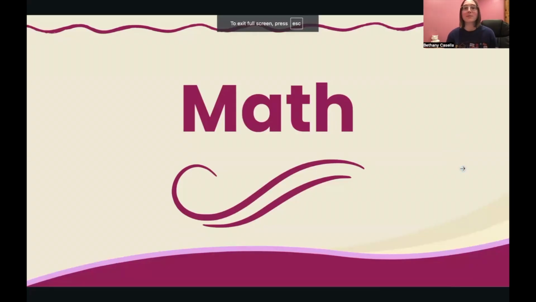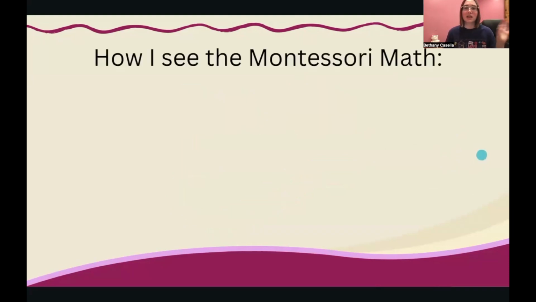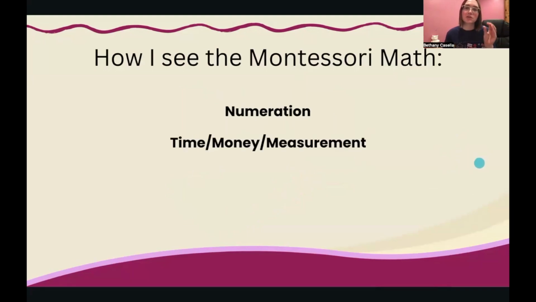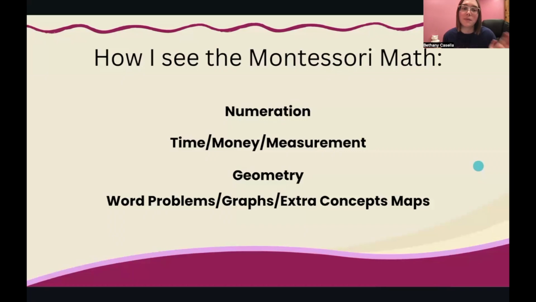For this part, we are going to be talking about the math scope and sequence of it all. You will see I very much enjoy the language concepts that we'll be talking about next, but I do love the math, but I do love the language. All of the Montessori stuff is so, I don't know, I just get so passionate talking about it. So I will talk about the four different groups of math and how I see the groupings of the math. So I see it as one, numeration, time, money, measurement, geometry, and then word problems, graphs, and extra concepts.